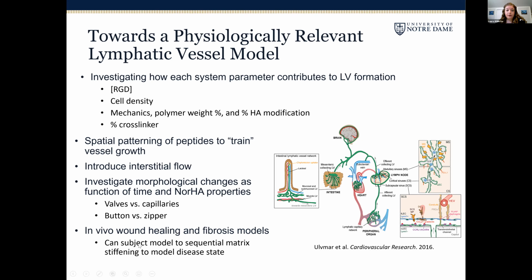And then also we want to move to a fibrosis model, which with the NORHA system, it's really great because we can do sequential reactions and actually stiffen the gel as our study goes on to have a dynamic system.